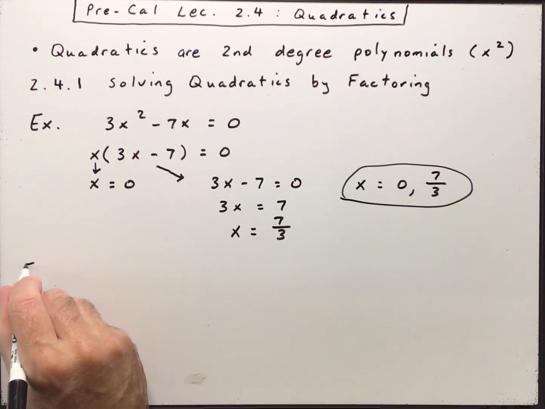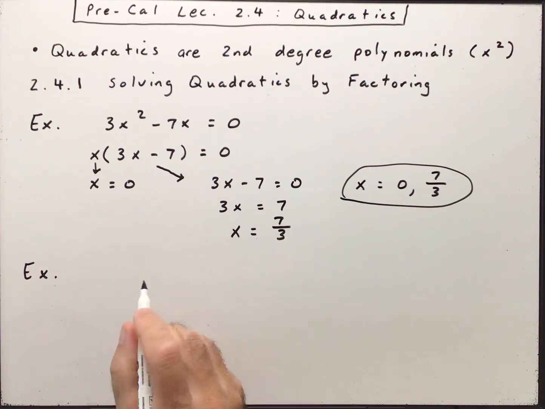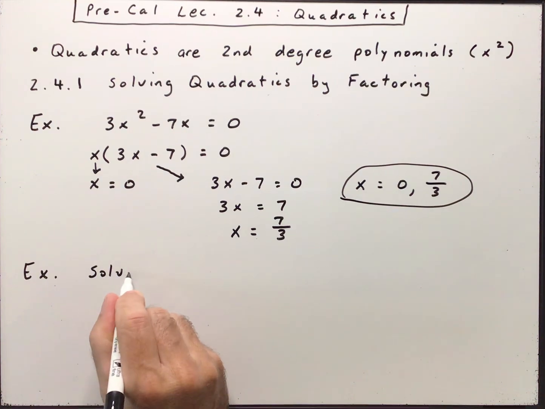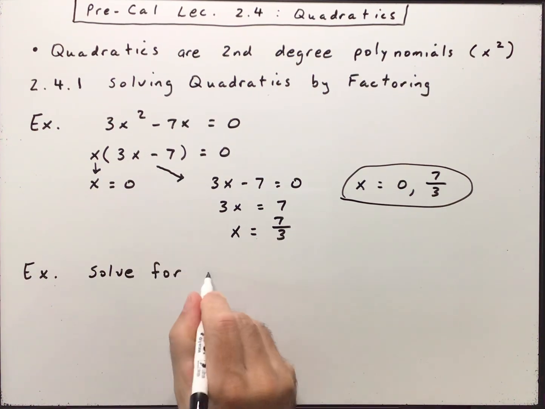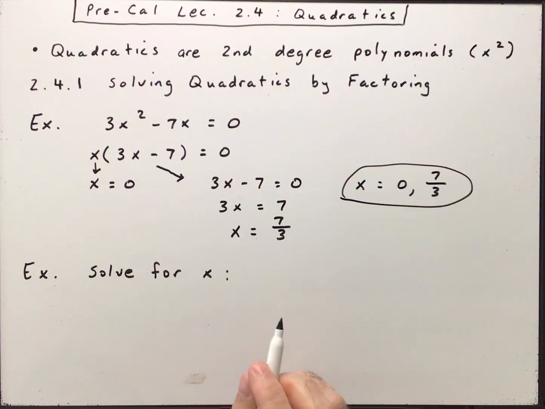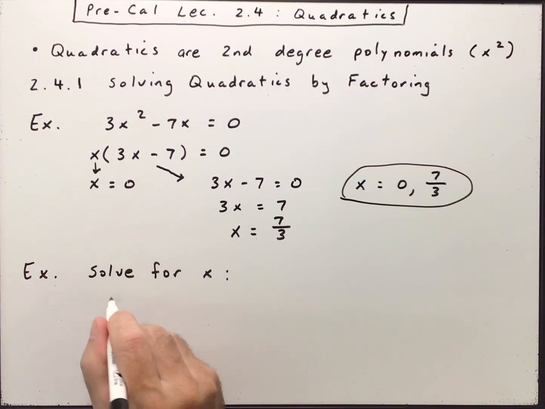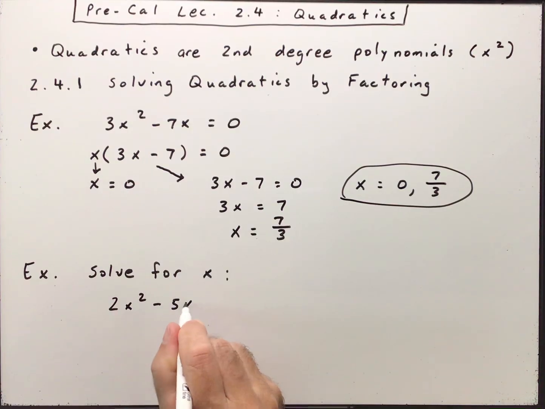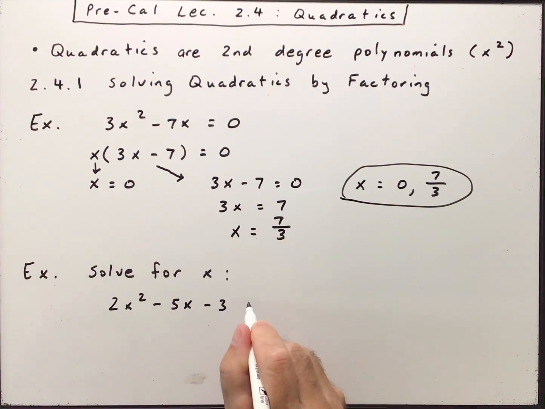All right, let's do another example. How about we want to solve for x? Of course, that's going to be the instructions on all of these. Solve for x, and we have 2x squared minus 5x minus 3 equals 0.